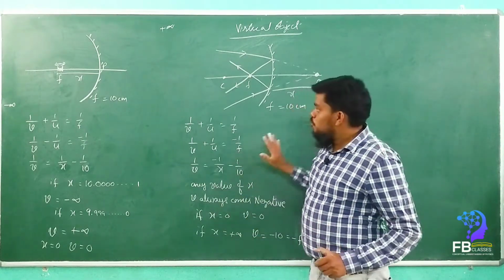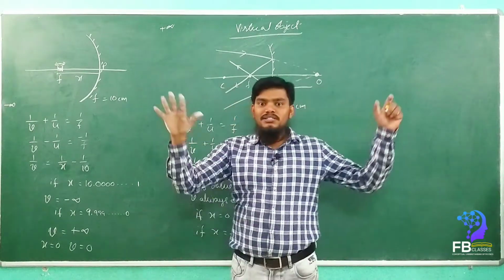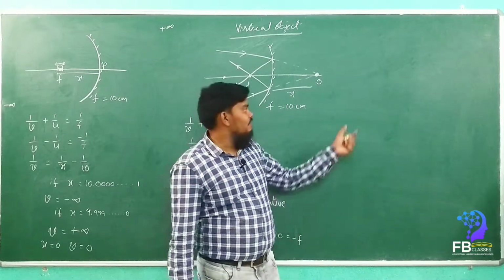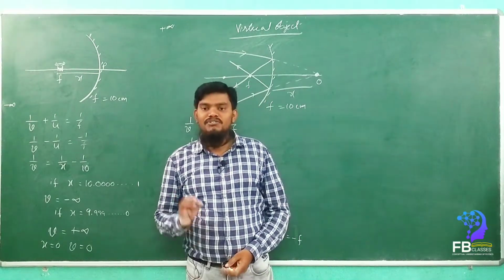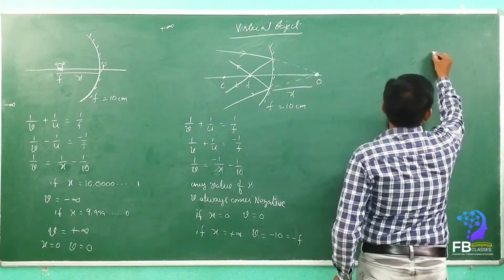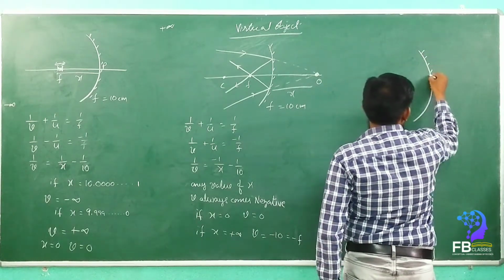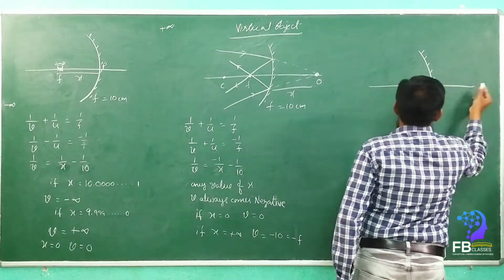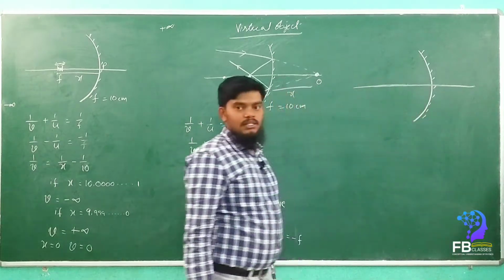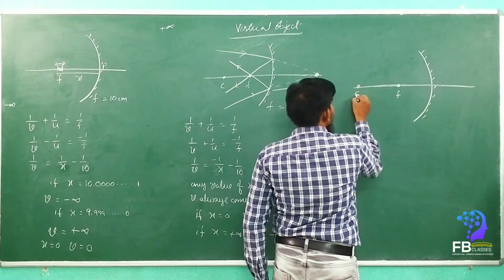Got it? So by all these diagrams, not only these two, before that we drew the 6 diagrams, all these diagrams, the consolidation is what we are going to write very clearly here. Shall I write now? Let it be, I am going to write here. This is the concave mirror. For this concave mirror, let this be point F and this be point C.